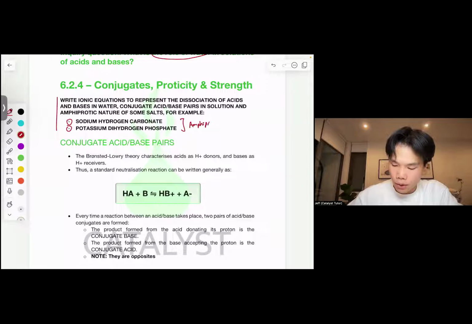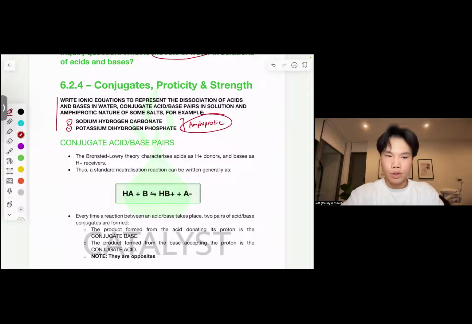How do you show a substance is amphiprotic? What do you do? Question asks you 2 marks. Show that sodium hydrogen carbonate is amphiprotic. What do you do? How do you show it in an equation with acid and base?